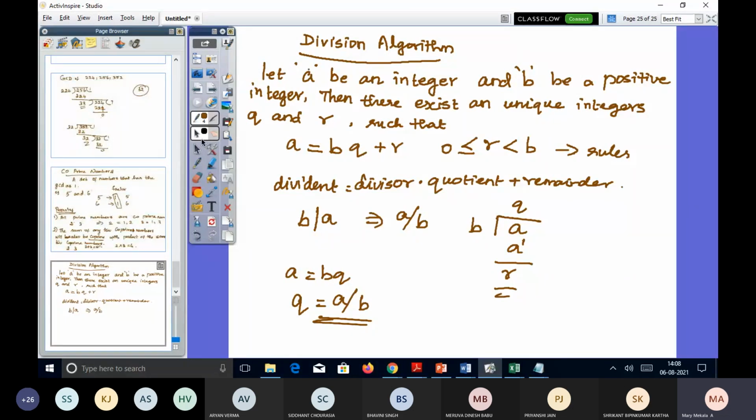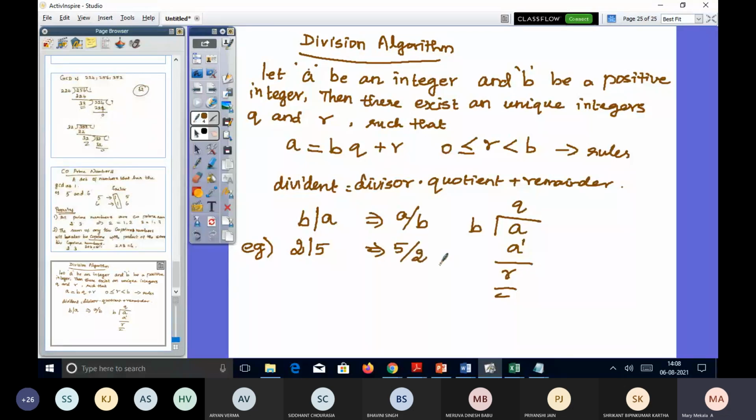Now for example, if I give a notation as 2 divides 5, what is the meaning of that? 2 divides 5 means 5 divided by 2. When I do the division, 5 is here and 2 is here. 2 is the divisor and 5 is the dividend. So 2 twos are 4 and the remainder is 1, isn't it?